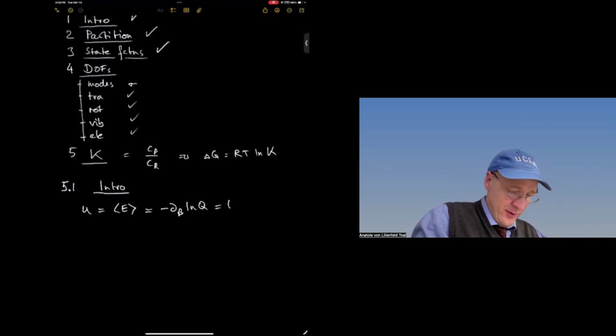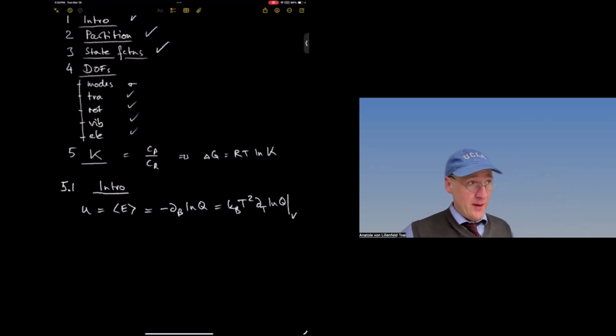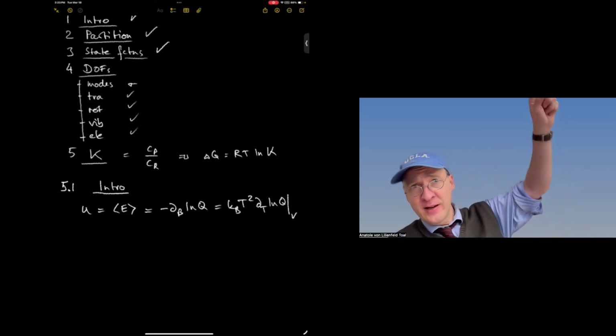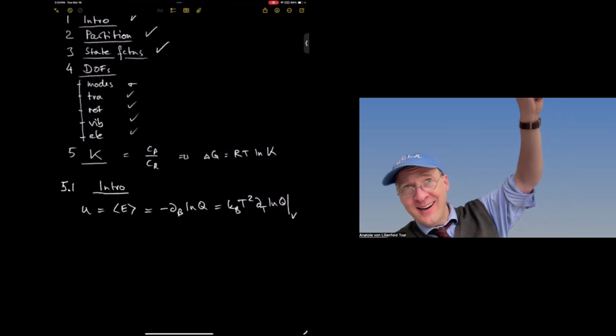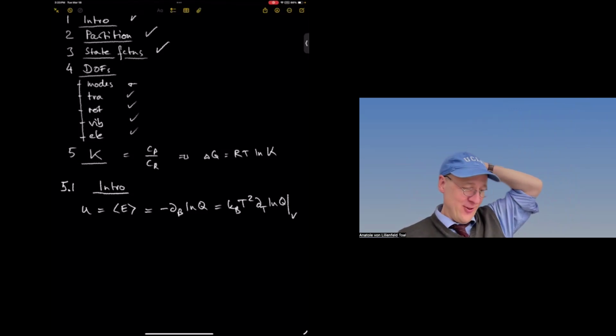And if you prefer, derivative of logarithm q with respect to temperature at constant volume. So this notation, right? U is always a constant volume, right? What's the fancy word for constant volume? Anybody? Yes, I heard it somewhere. You? I don't know. Isochoric. That's right.